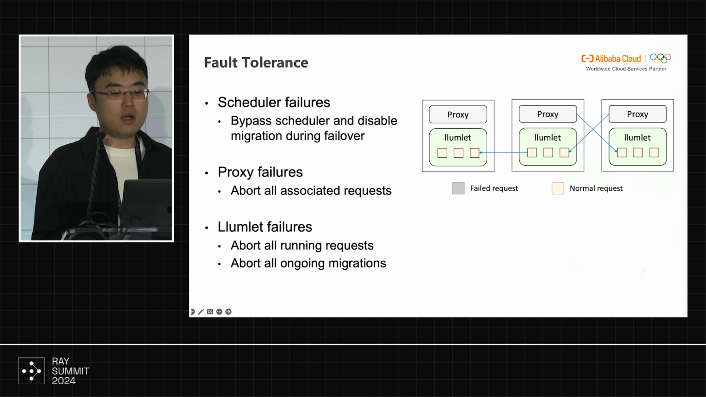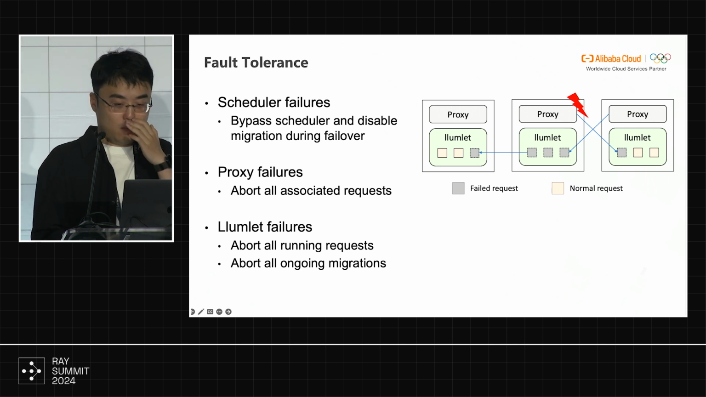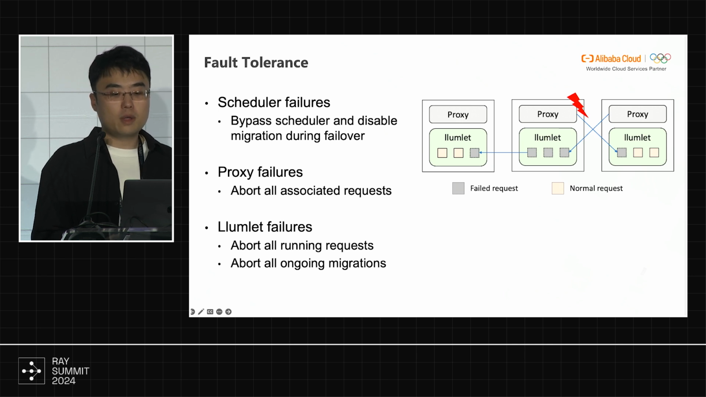When a request proxy fails, we will abort all the requests that have been associated with that proxy. Note that these requests could include not only those running in the Llumlet co-located with that proxy, but also those on other Llumlets because of migration. Similarly, when a Llumlet fails, we abort all the running requests on it. We also abort all the ongoing migrations on that Llumlet, namely the requests being migrated in or out on that Llumlet.